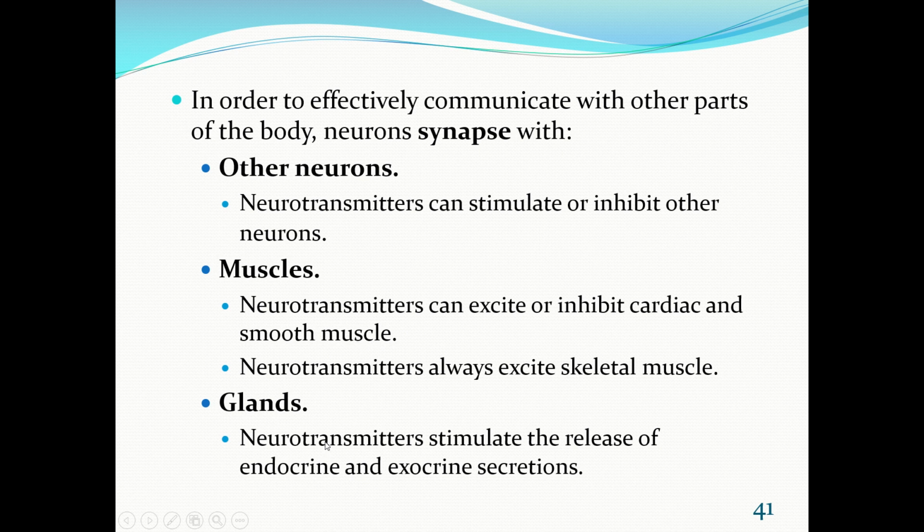And then glands. Neurotransmitters will stimulate the release of endocrine and exocrine secretions. And these are going to include endocrine for the hormones, and then exocrine will be like digestive enzymes, sweat, saliva, tears, stuff like that. And that's going to also be at the discretion of, particularly the exocrine glands, the autonomic nervous system. So, sympathetic and parasympathetic.